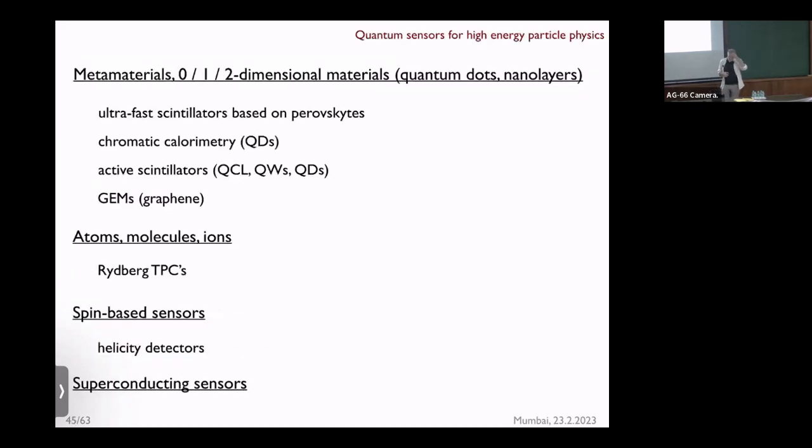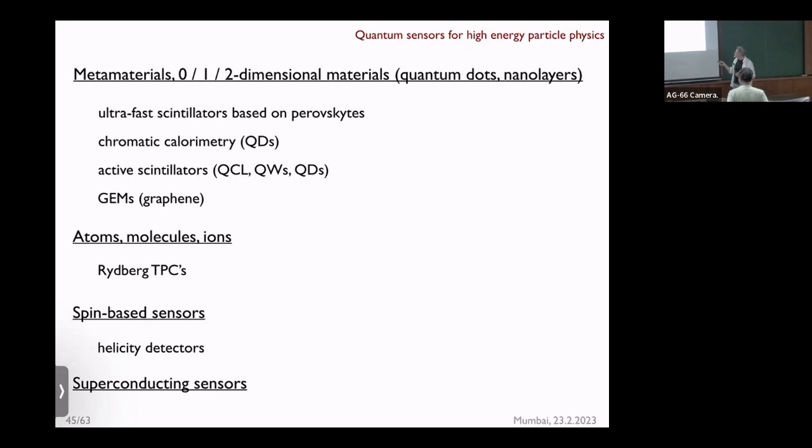And I'll be looking into 4 different areas of technology. Metamaterials, low-dimensional materials. So metamaterials are basically materials that you'd engineer at the atomic scale. And here I'll be talking mainly about quantum dots and nanolayers, talking about ultra-fast scintillators based on so-called perovskites. These are quantum dots. The concept of chromatic calorimetry with quantum dots, the concept of active scintillators, and the use of graphene in gas electron multipliers.